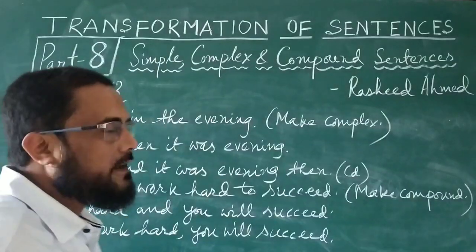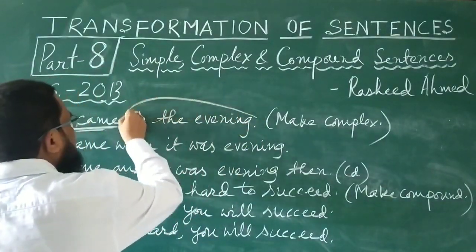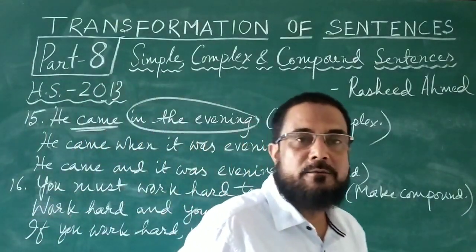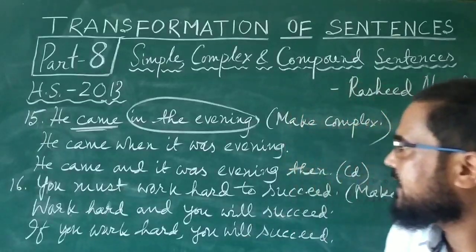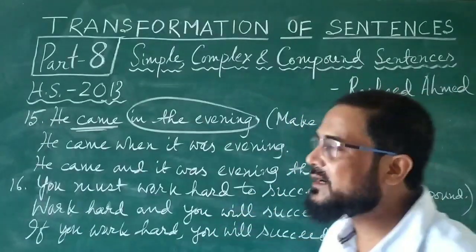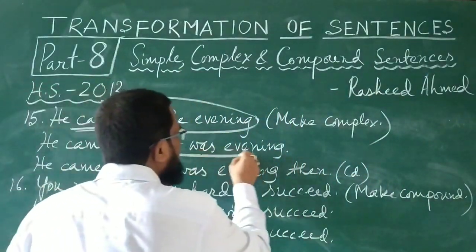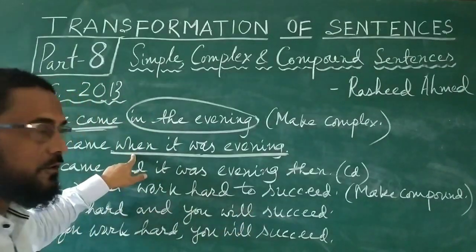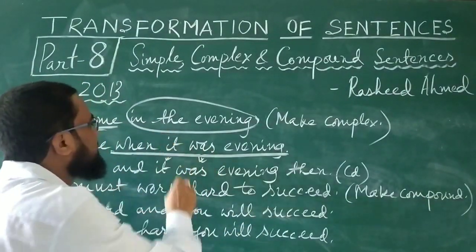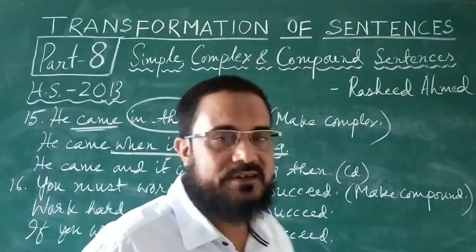He came. If you make it complex, then the phrase in the evening should be changed into a clause where there will be a finite verb and a subject. So the answer is: He came when it was evening. When it was evening is a subordinate clause, also called a WH clause, and there is a finite verb, was, and a subject, it. So, he came when it was evening. That is the complex sentence.